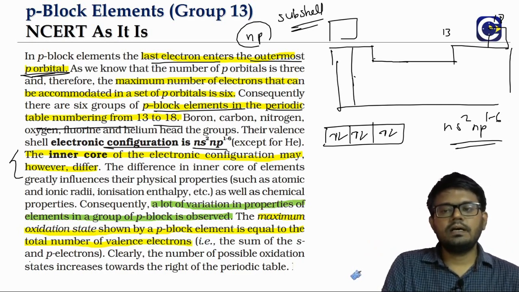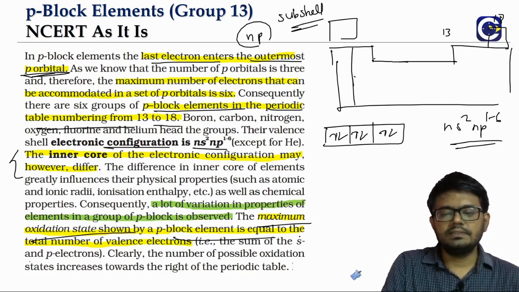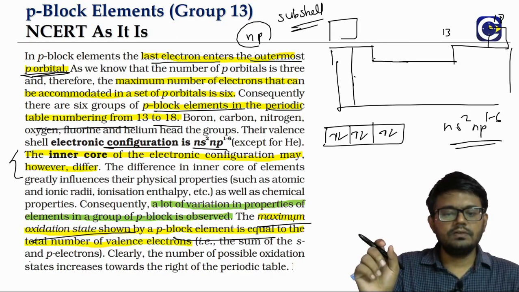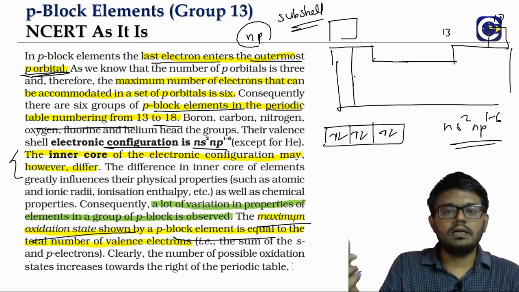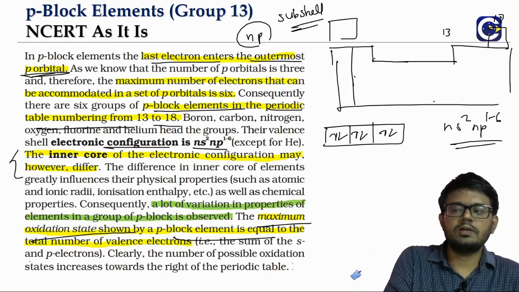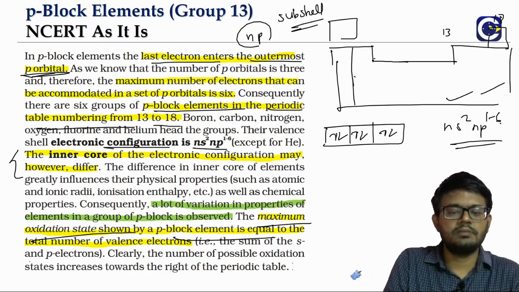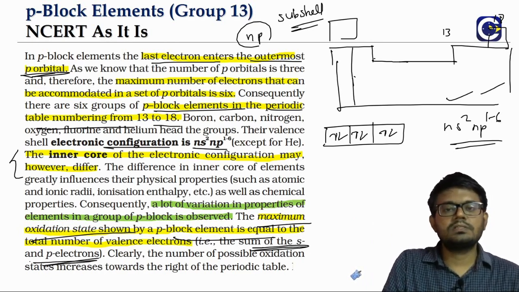When you look at the P block groups, the maximum oxidation state that a P block element will show will be equal to the number of valence electrons. The valence outermost arrangement is ns2 np1 to 6, so it includes the electrons in the s plus the electrons in the p subshell. That gives us the maximum valence. This is also called the group maximum oxidation state or group valence.